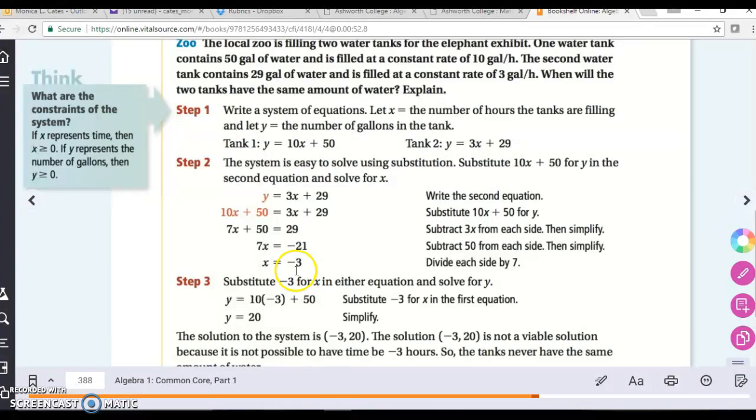Then we can take this and plug it back into either one of the equations. Doesn't matter which one we choose. So we plug in and we get negative 20. So the solution for the system is (negative 3, negative 20).